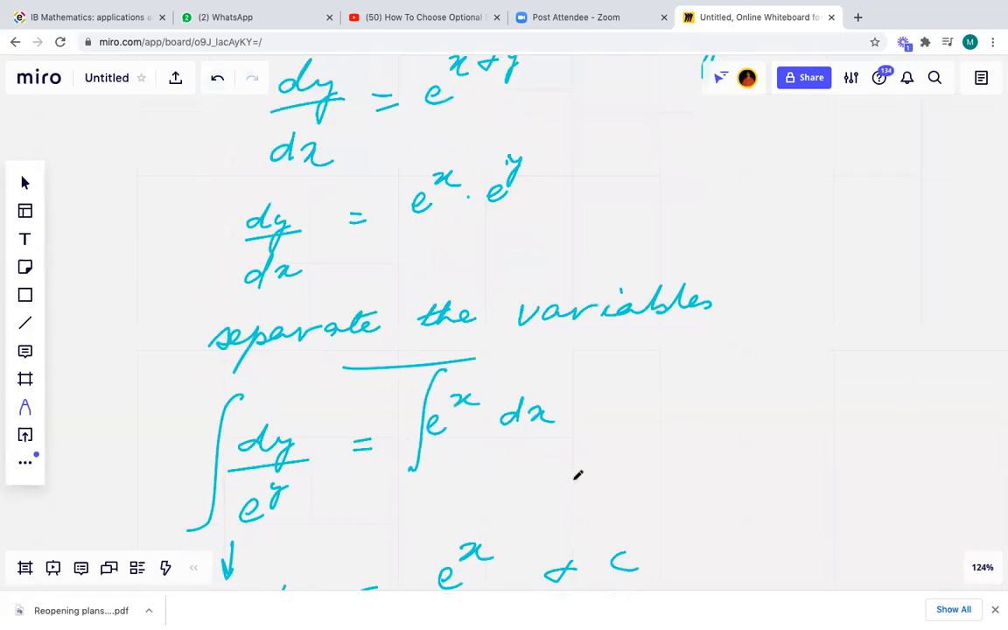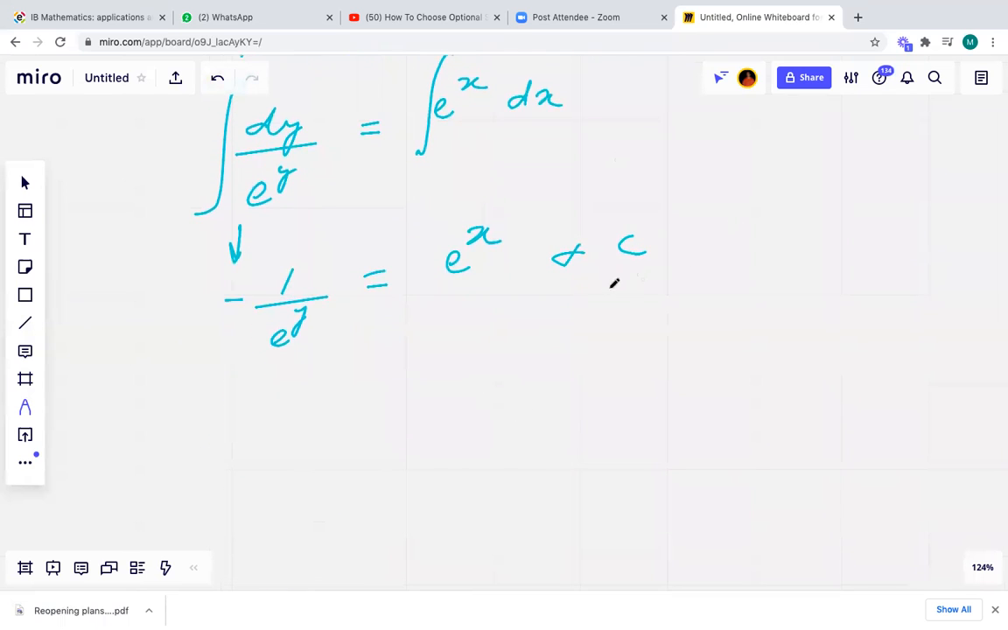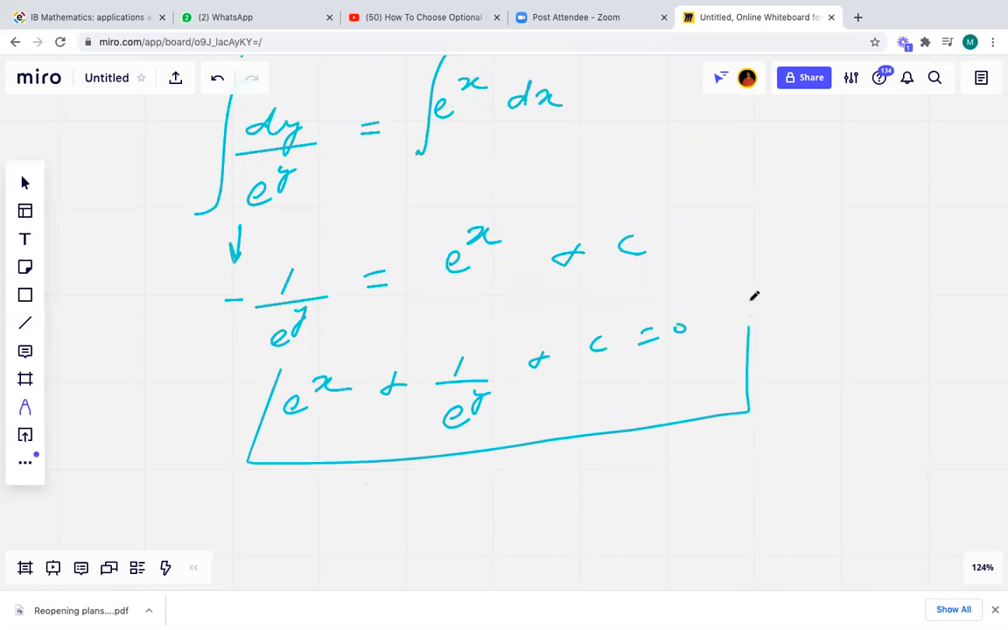Now we can, of course, write it as you want: e to the x plus 1 upon e to the y plus c equal to 0. Whatever, that's my equation.